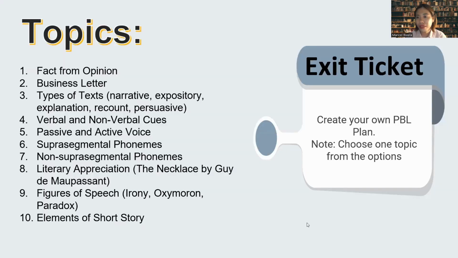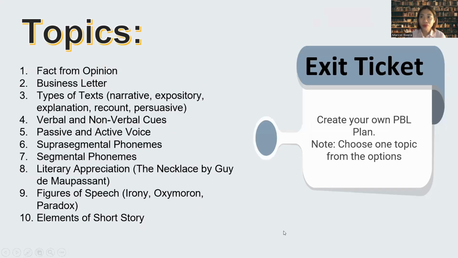And the topics for the exit ticket: create your own PBL plan. As I told you, choose one topic from the options that you can find here on your left. There are actually 10. Fact from opinion, business letter, types of text (narrative, expository, explanation, recount, and persuasive), verbal and non-verbal cues, passive and active voice, and suprasegmental phonemes and segmental phonemes.